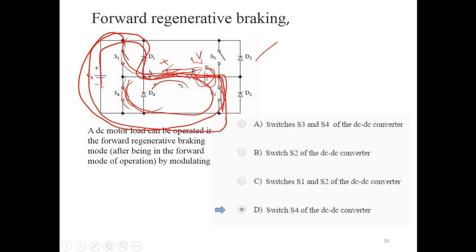Remember, we mentioned that you transfer from the low voltage to the high voltage. That means the switch S4 of the DC converter. Please read that book to get the four quadrant operation of what you do.